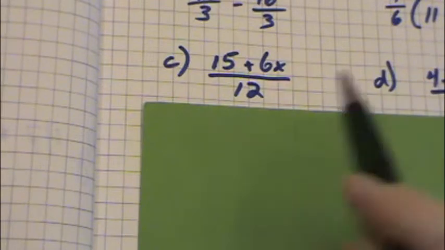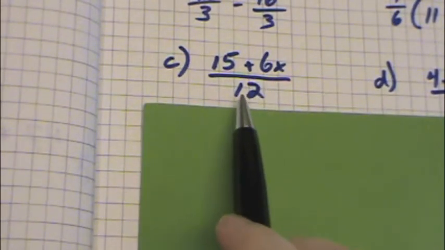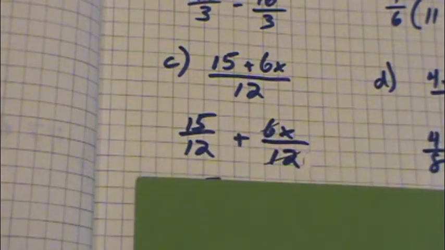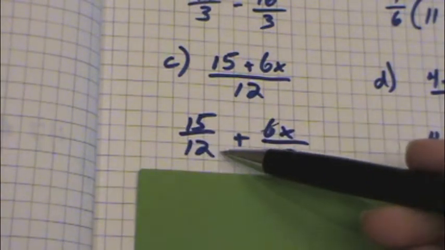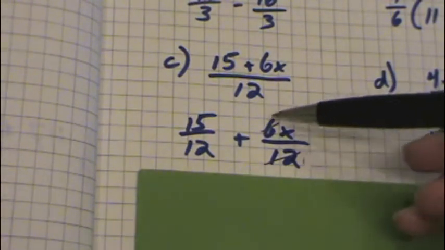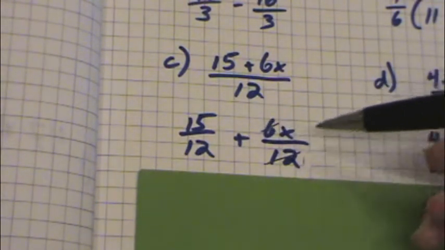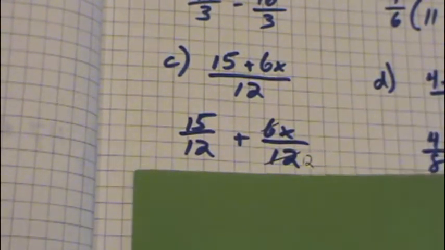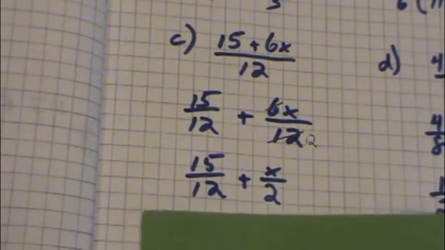Letter C, (15 + 6x)/12. I'm going to go ahead and do this my way because I just like that way better. That becomes 15/12 + 6x/12. Well, this you can reduce. That becomes 1, and this becomes a 2. So you end up with 15/12 + x/2.